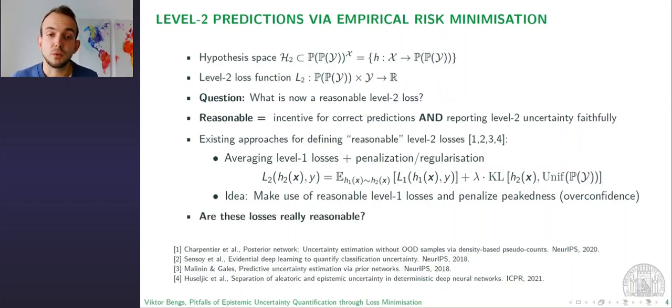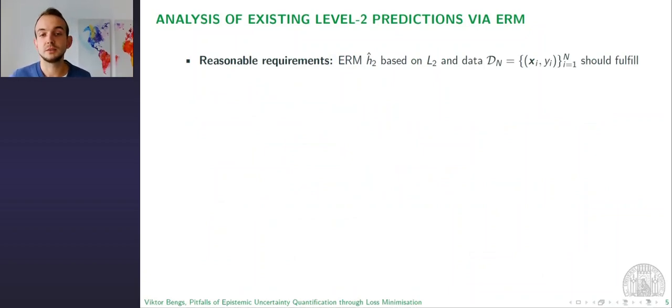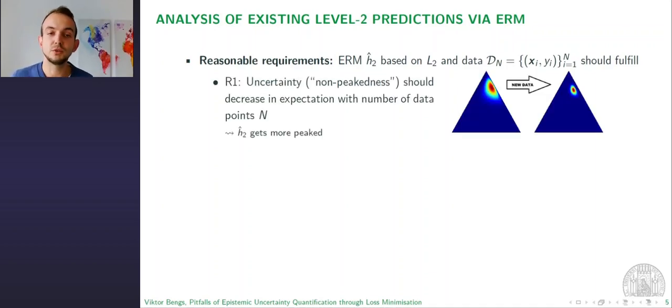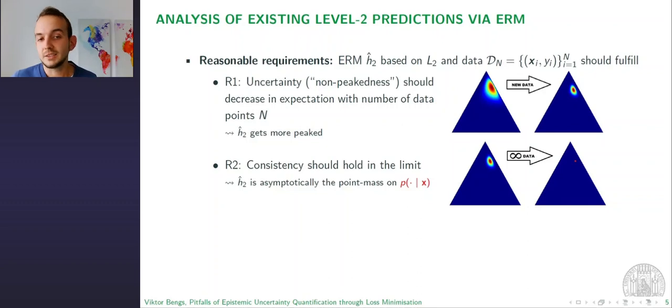Now in our paper, we have raised the question whether the suggested level 2 losses are indeed reasonable from a theoretical perspective. In order to analyze this on a theoretical basis, we translated this intuitive definition of a reasonable level 2 loss into 2 requirements, which the corresponding empirical risk minimizer, based on the data, needs to fulfill. The first one is that the reported level 2 uncertainty decreases in expectation with the number of available data. So the more data we have, the more certain we are, or the empirical risk minimizer is. And the second one is that if you have access to infinitely many data points, then the level 2 distribution should be a point mass on the underlying conditional label distribution so that correct predictions are enforced.